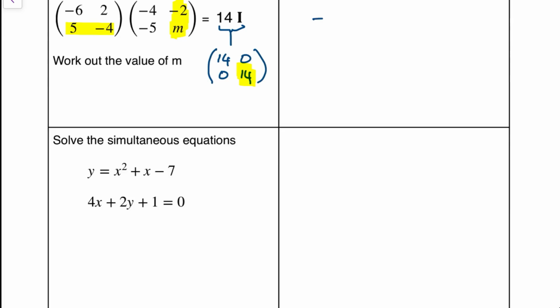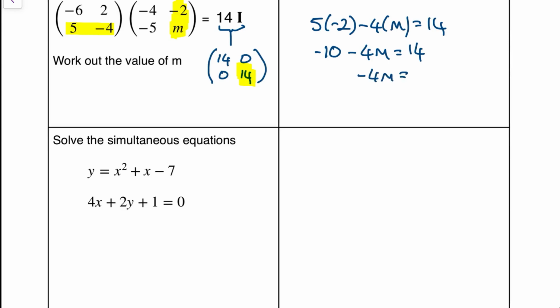So it's going to be 5 times minus 2 minus 4 times m is equal to 14. Okay, so let's just expand this. So I've got minus 10 minus 4m equals 14. Add 10 to both sides, is going to be 24. Divide by 4, we've got a negative as well. Let's do it so we don't make a silly error. So it's going to be minus 4m equals 24. Divide by minus 4, and m equals minus 6. There we go, we got there eventually.